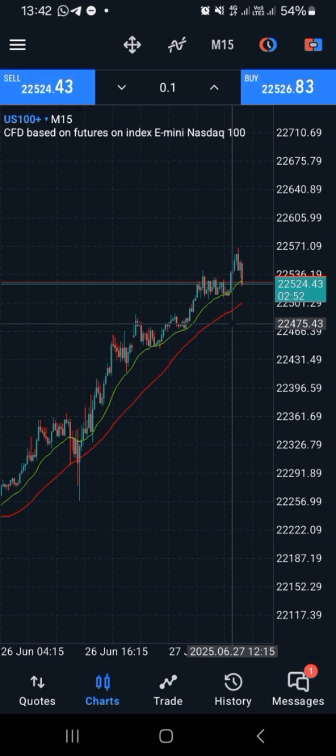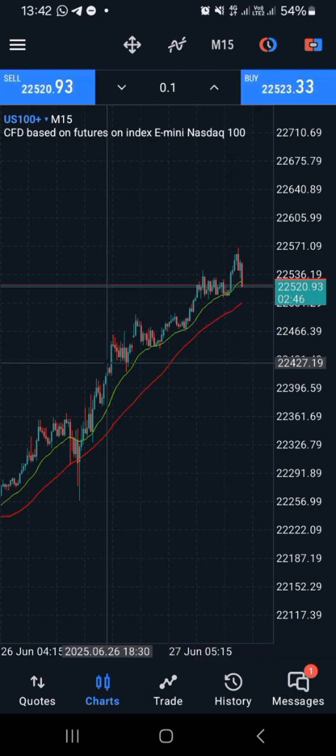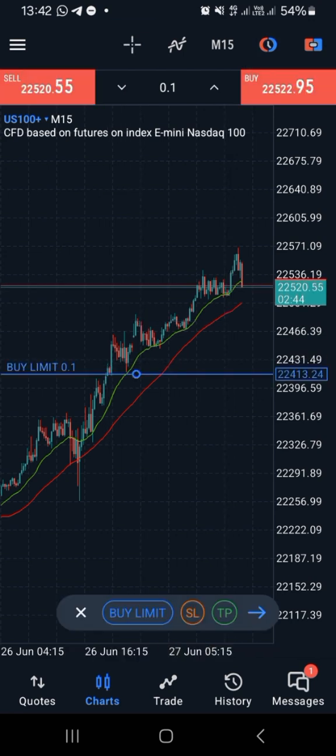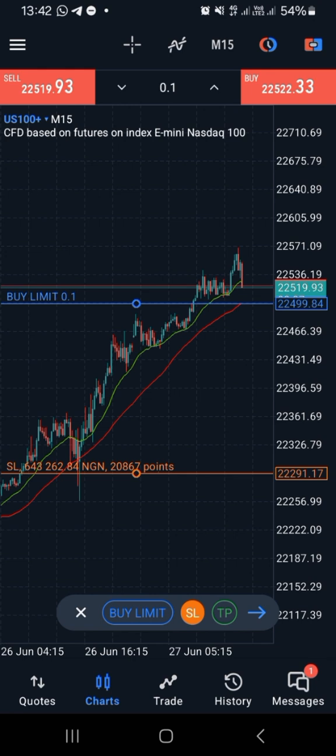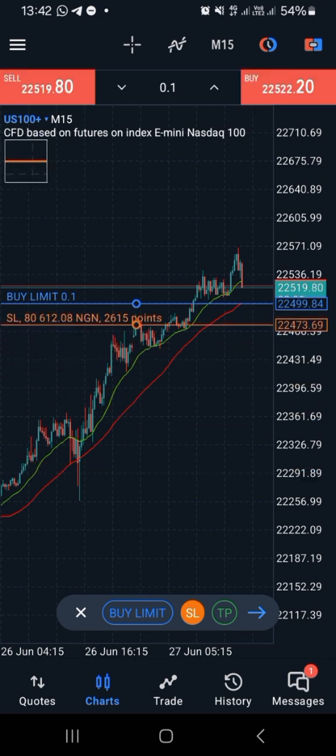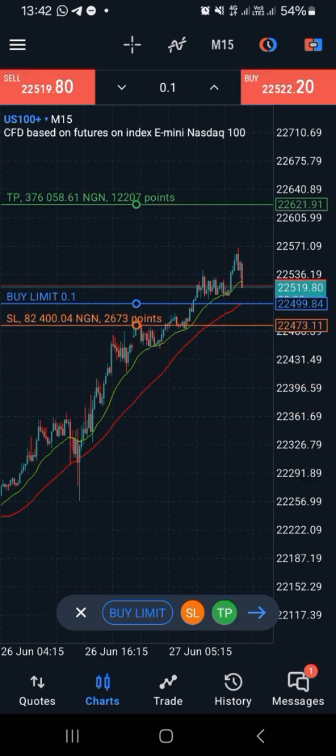But our stop loss will now be below here. For the two of them, our stop loss will be below here. So our stop loss will be what? Below there. So we'll do something like this. Let's say I want to buy at the red moving average. Let's say I put a buy limit there. My stop loss will now be below here, and my TP will be above.